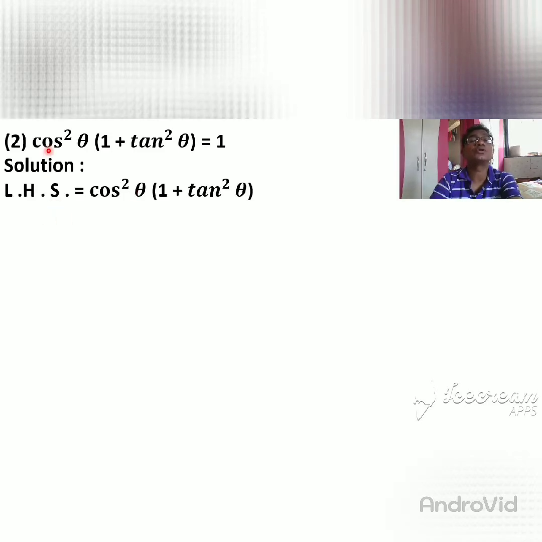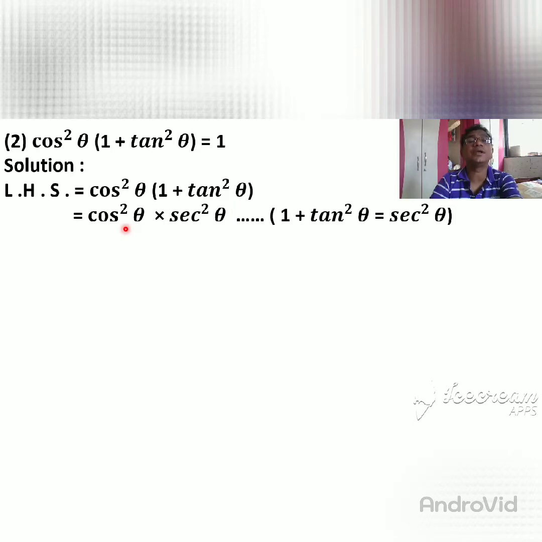So see here, on the LHS side first, we have cos square theta into bracket 1 plus tan square theta. If we multiply cos square theta by 1, you get cos square theta plus cos square theta into tan square theta. But here we keep cos square theta as it is. We are not multiplying this cos square theta by 1. Why not? Because 1 plus tan square theta is equal to sec square theta. That identity you know very well.